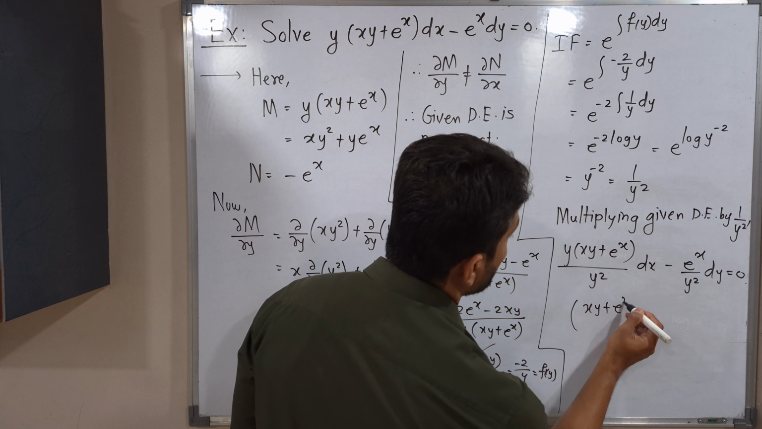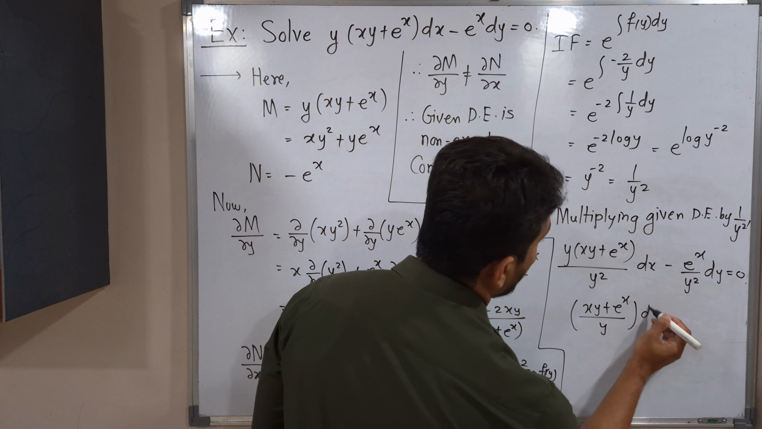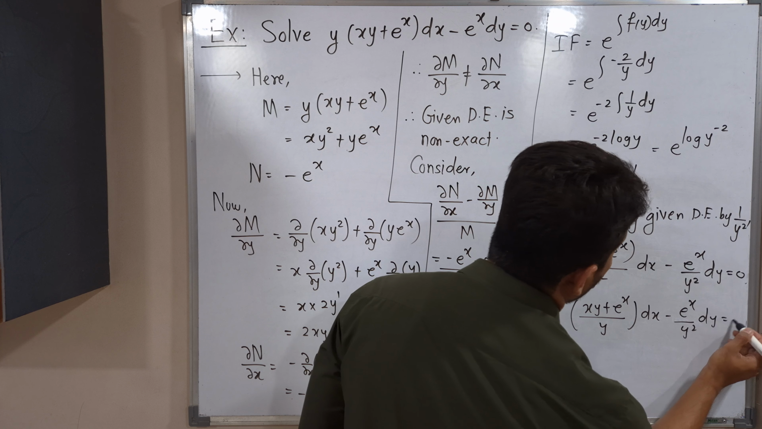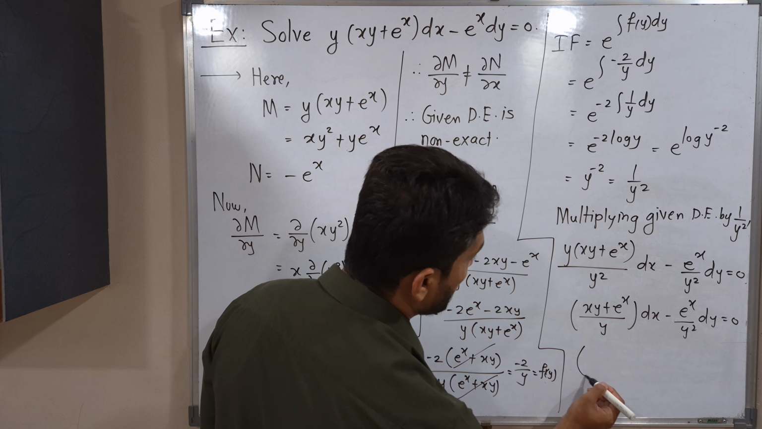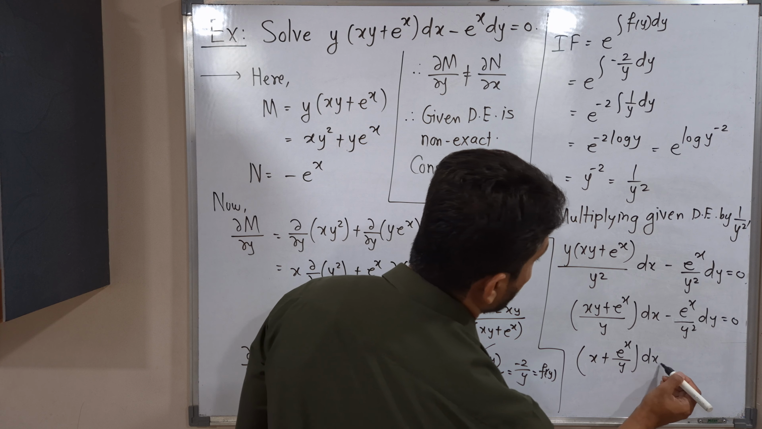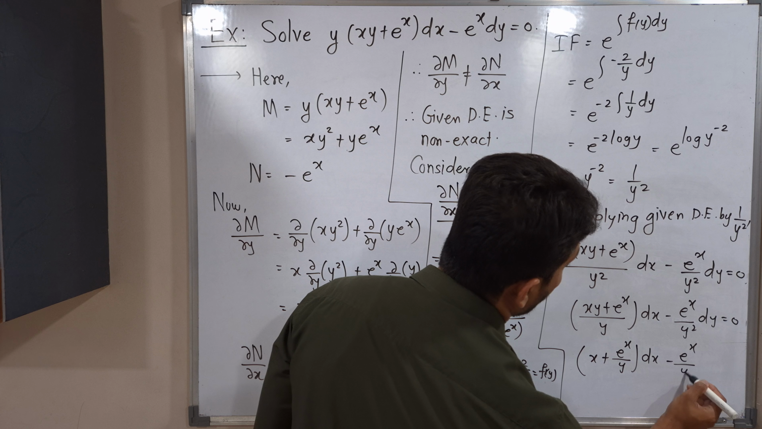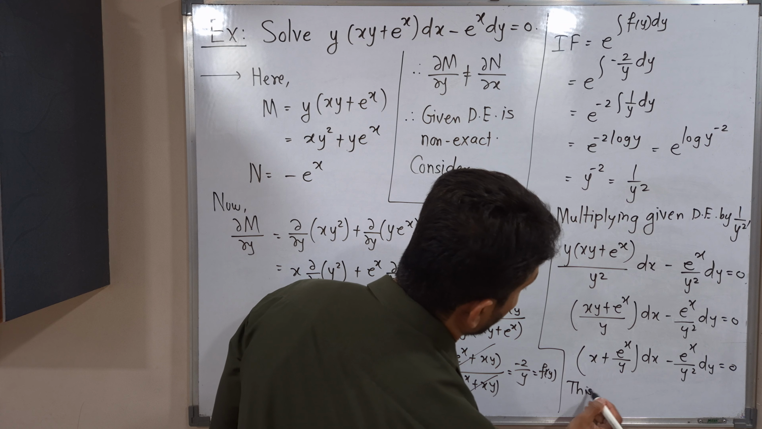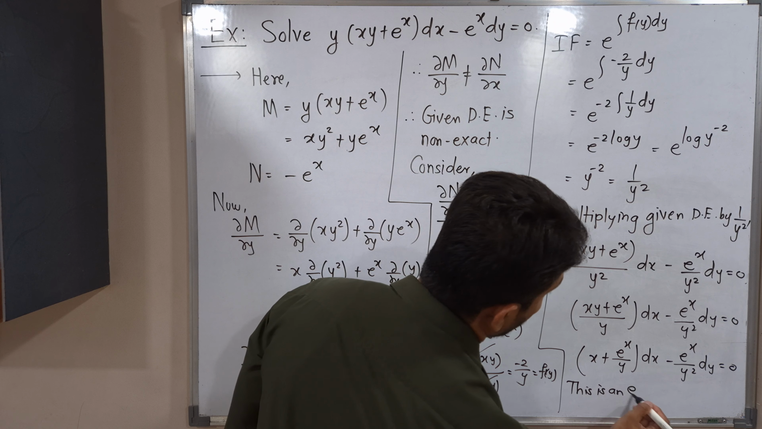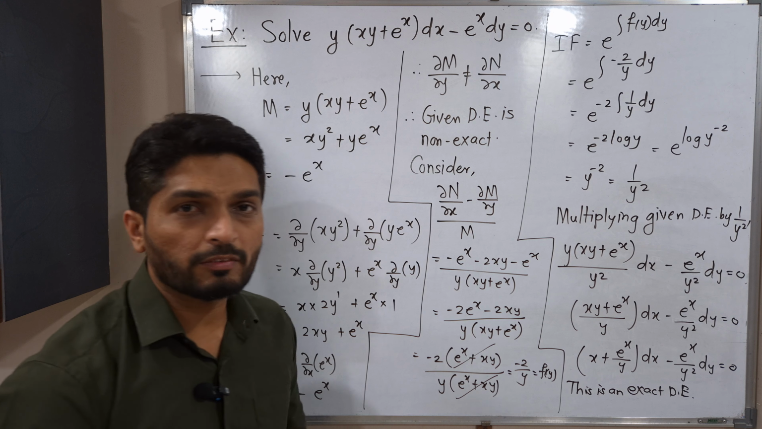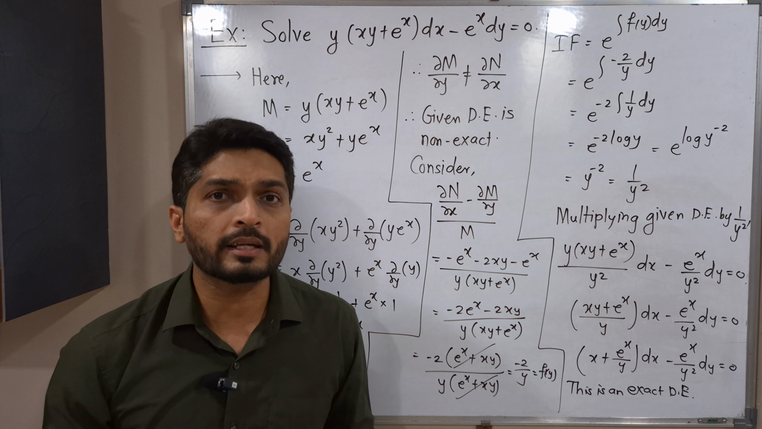xy plus e raised to x upon y dx minus e raised to x upon y square dy is equal to 0. Divide separately. xy upon y will get cancelled. x plus e raised to x upon y dx minus e raised to x upon y square dy. So this is an exact differential equation.